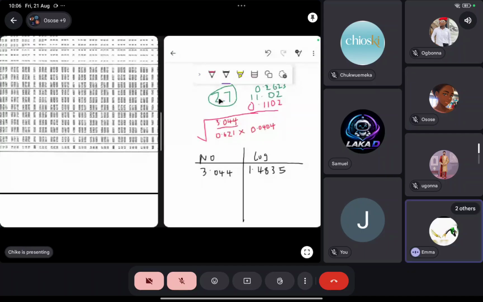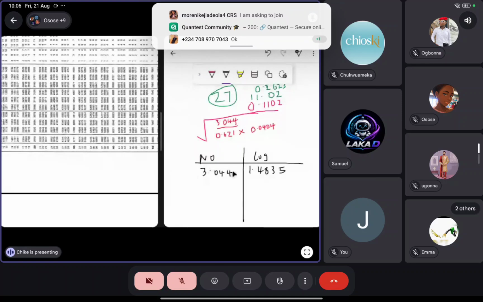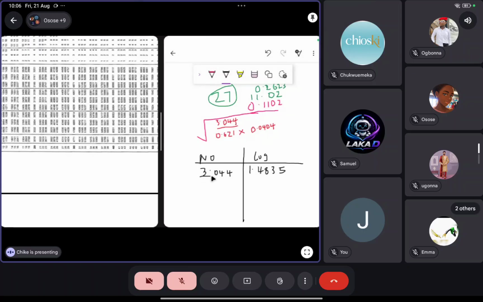Are we following? Yes, sir. Did somebody say no? No, sir. Okay, I thought I heard no. All right, so this is for the numerator. This numerator is going to be divided by whatever we have at the denominator. So I have 0.621 multiplying 0.0404.